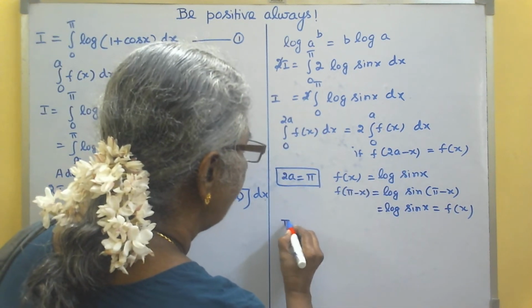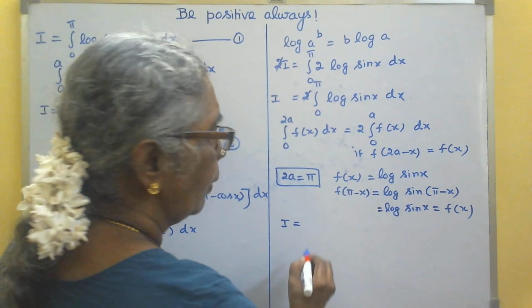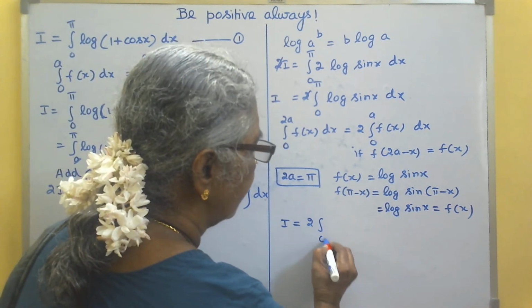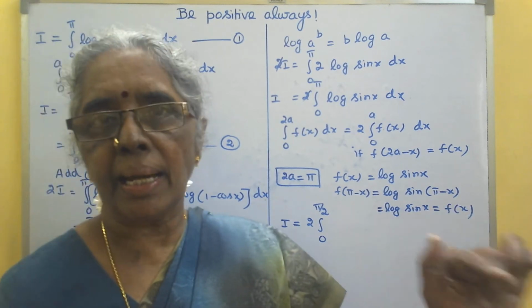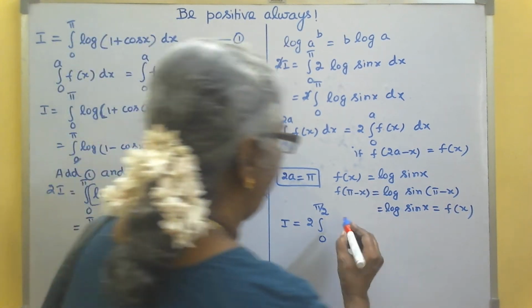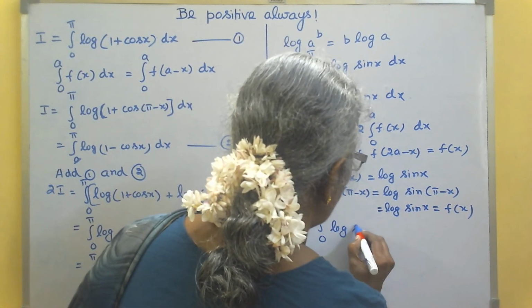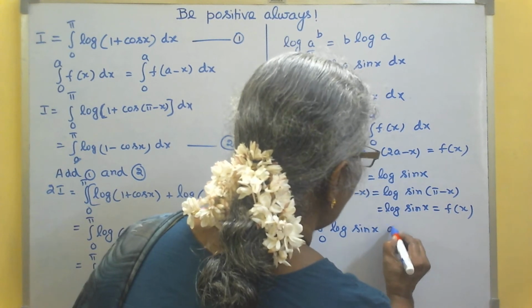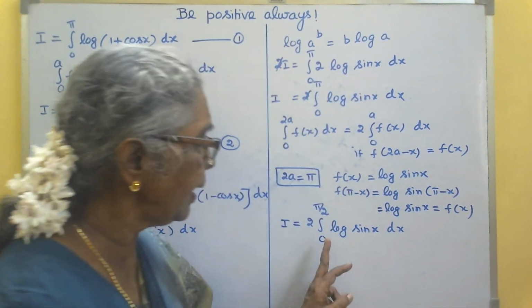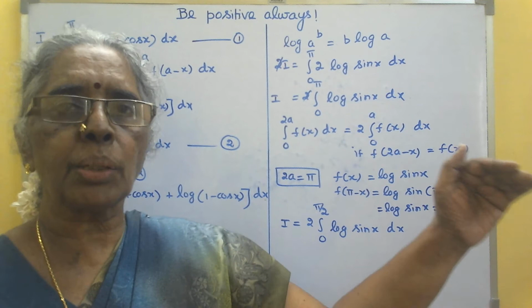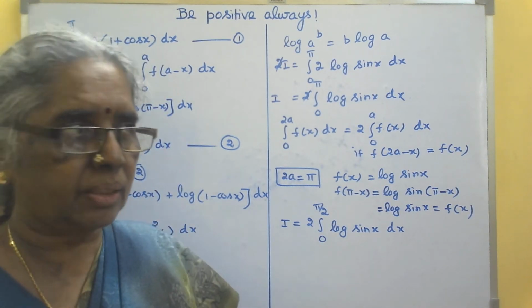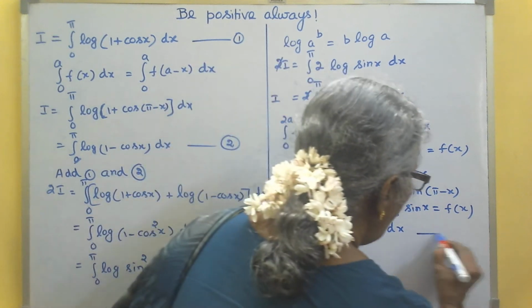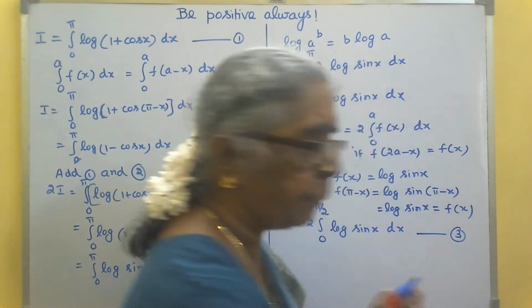So now I will get I is equal to twice integral 0 to pi by 2 log sin x dx. 2a is pi, so a is pi by 2. So actually this part is something similar to the example sum, only this 2 outside the integral is the extra for us. So let me mark this step as 3.